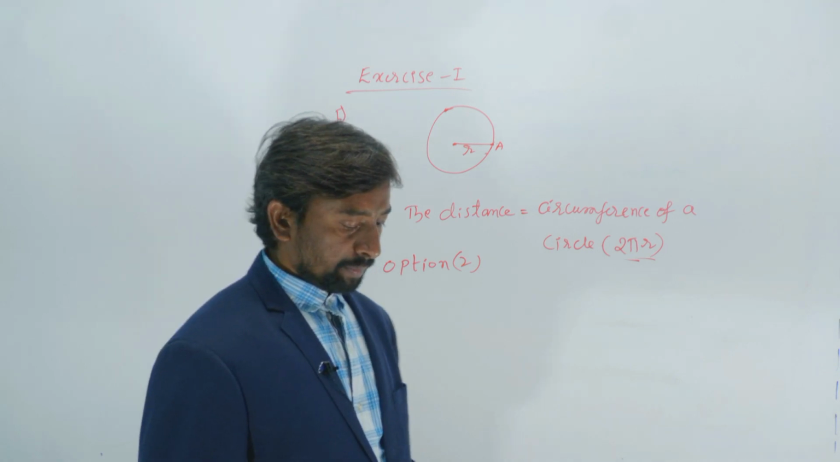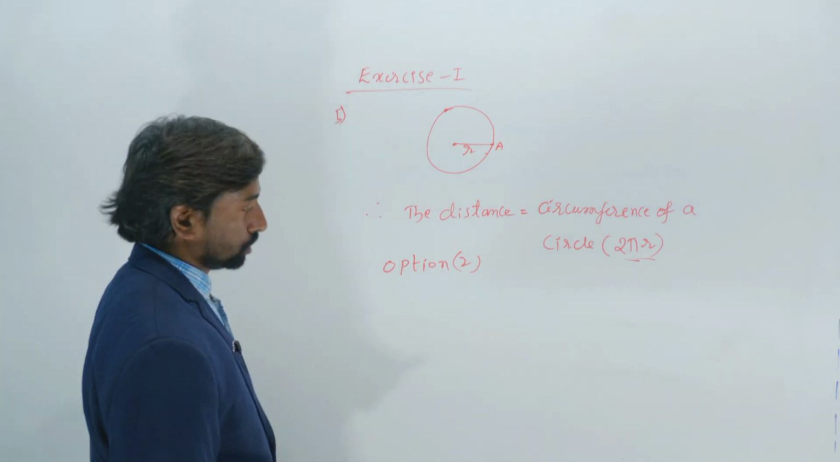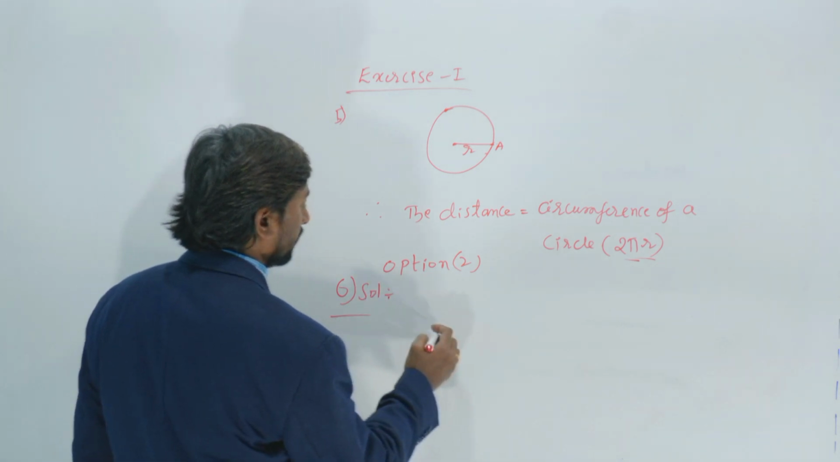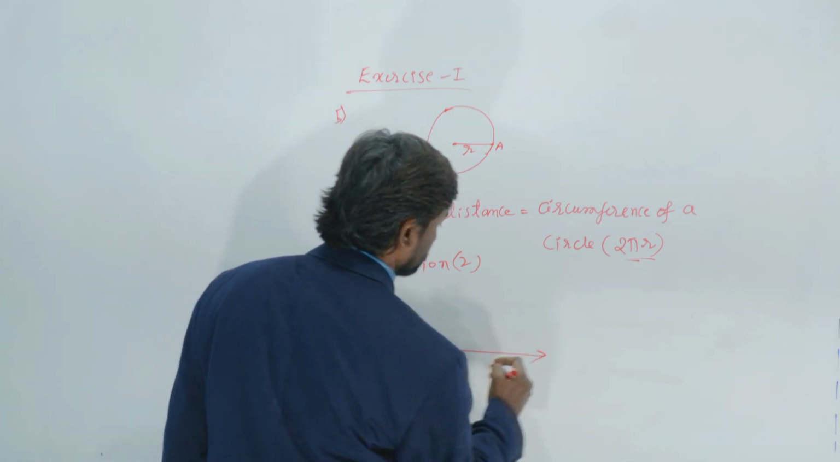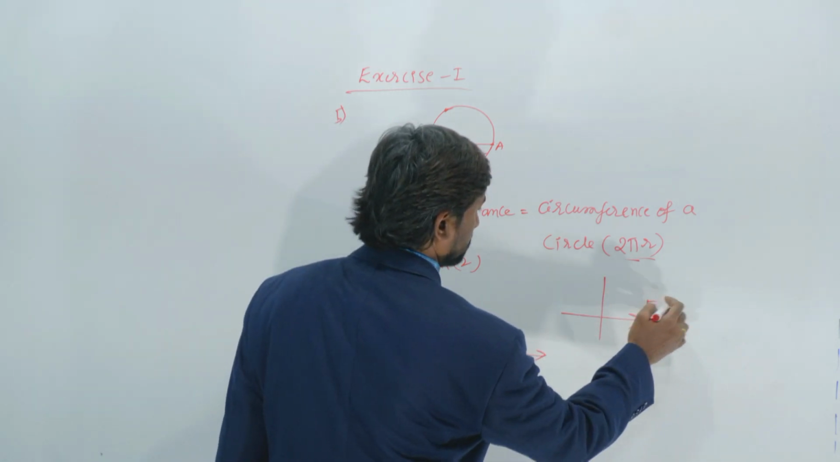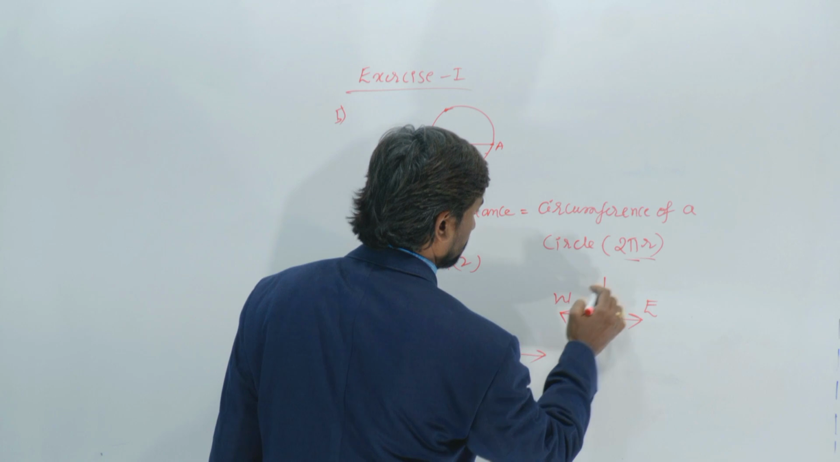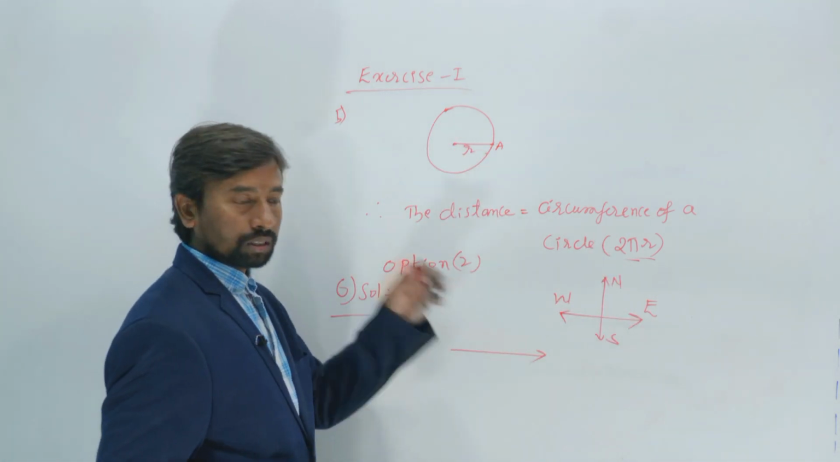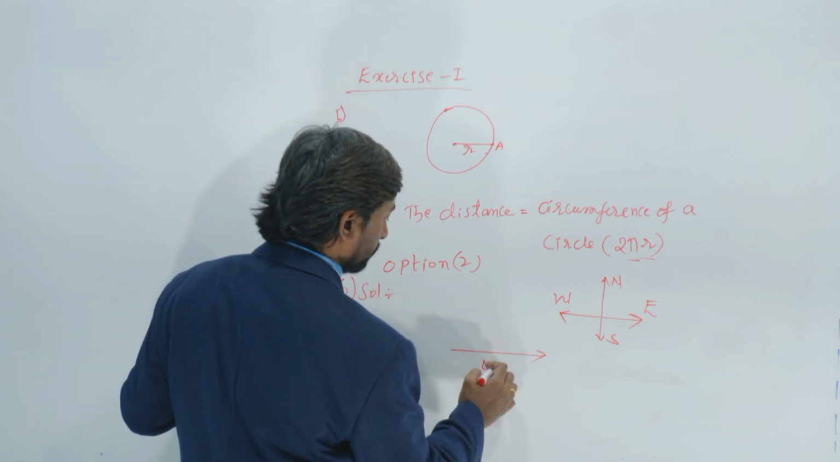Next, the sixth one: a man walks 4 kilometers towards east. East is to the right side, and west is to the left side. Upwards is north and downwards is south. And this is 4 kilometers.